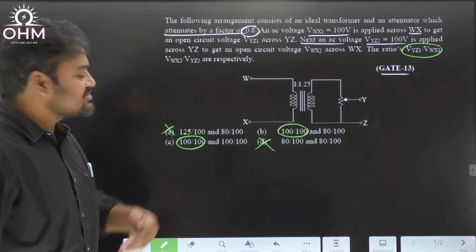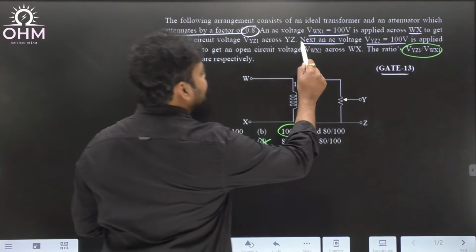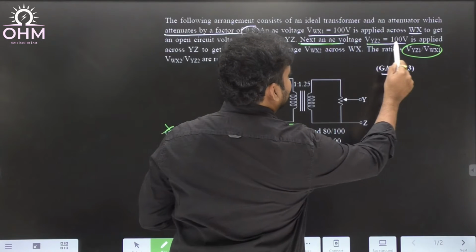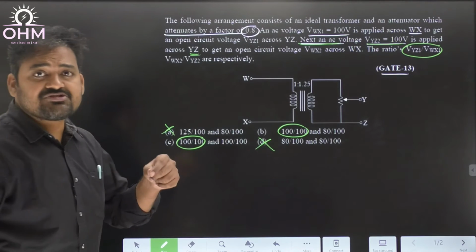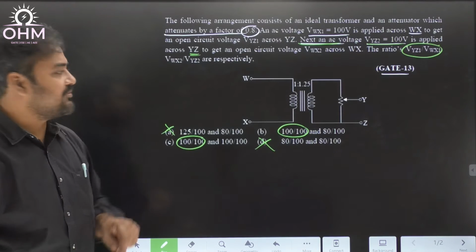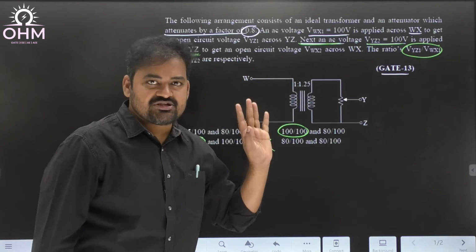Now we have to answer the second case also. In the second case, what happened? Next time, an AC voltage of 100 volt is applied between YZ terminals. This time the voltage was applied across YZ terminals to get the open circuit voltage across WX terminals.